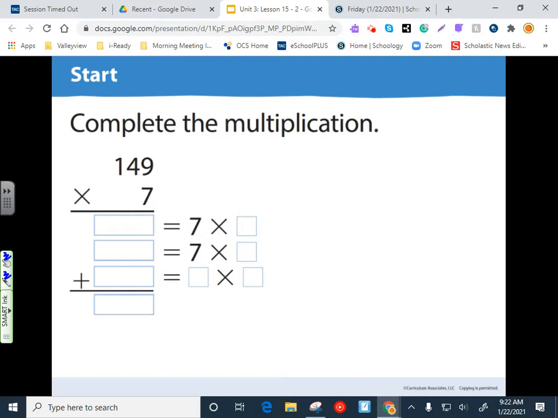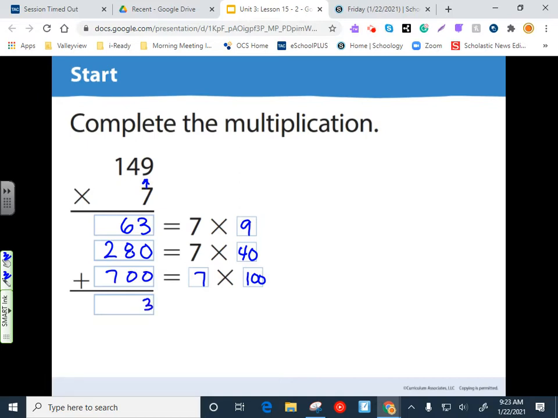It's a traditional way, which I find is what you're probably more comfortable with and more common. But this first line here shows seven times nine, and that gives us 63. And then the seven times the four, but that four is in a tens place, so that's actually 40. So that gives us 280. And then the seven times the one, but it's in the hundreds place, so that's actually 100. And seven times 100 is 700. Then we add all these up.